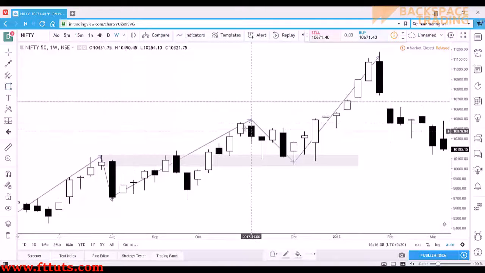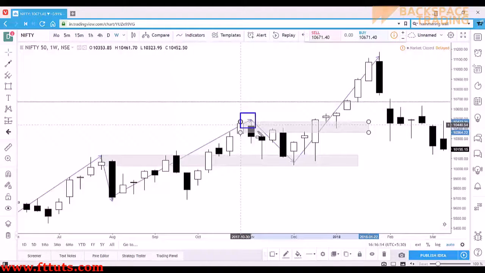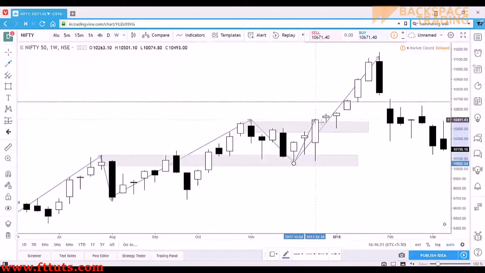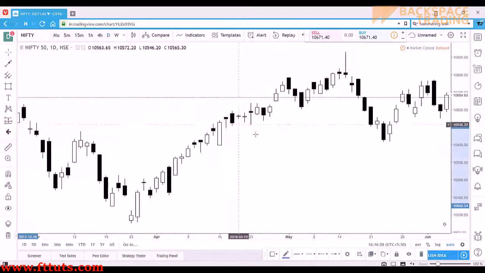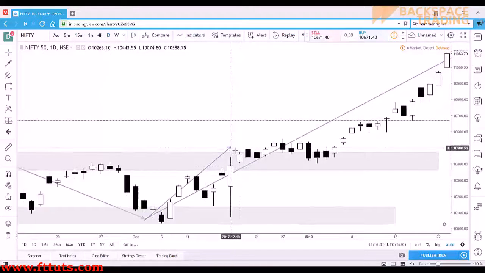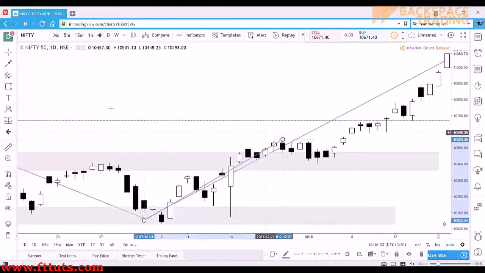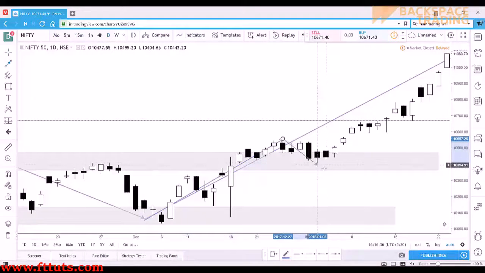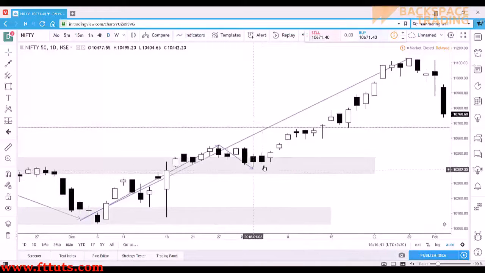Now I'm gonna mark this zone over here because this is also another swing high, right? Price broke here. Okay, it is weekly, right? So let me go to daily to see the good picture over here. It broke over here and it came down, but due to change in polarity, you should know that it is a support now, hence it moved up.